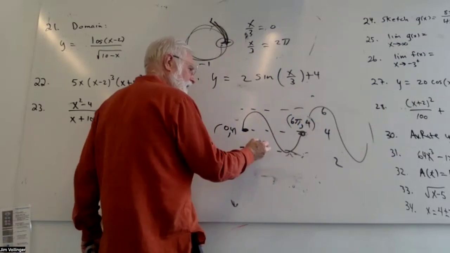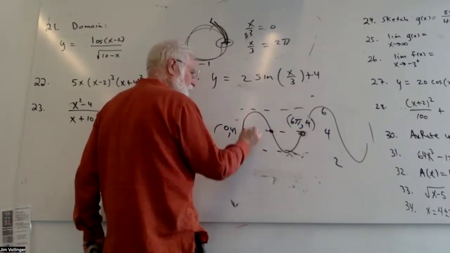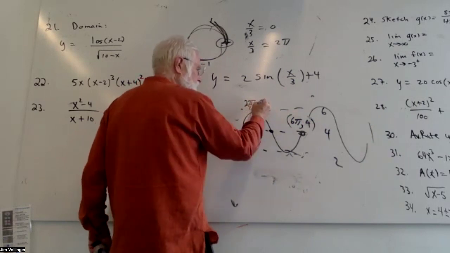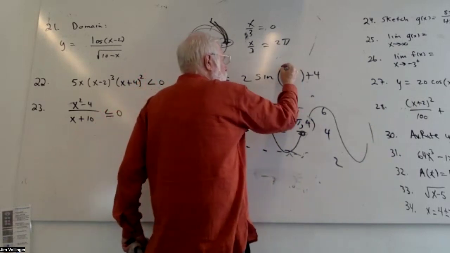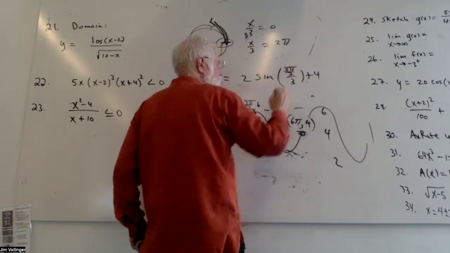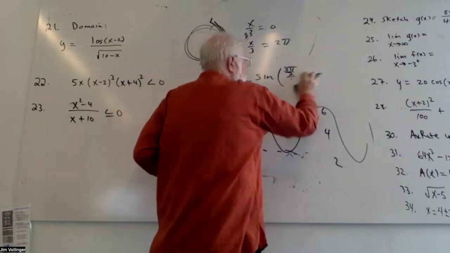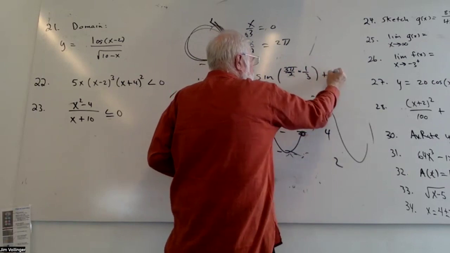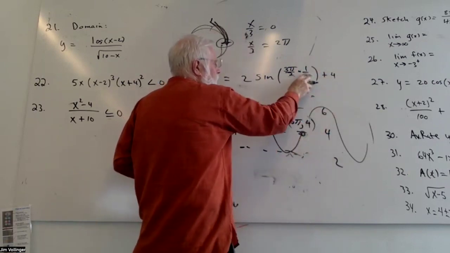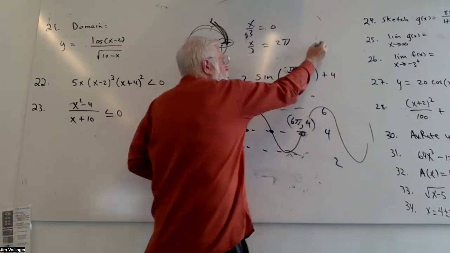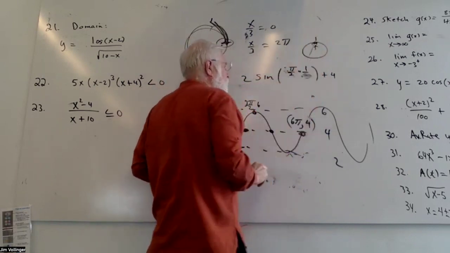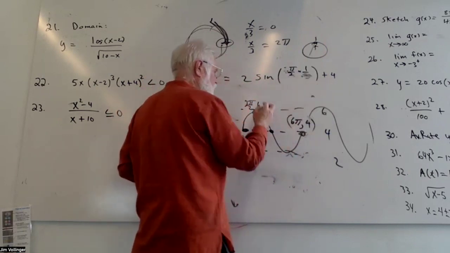If that's 6 pi, then that's 3 pi, that's 3 pi over 2. 3 pi over 2 should get a 6. Let's see how. Dividing by 3 is the same thing as multiplying by a third. So what happens to the 3s? They cancel. You get pi over 2. Where is pi over 2? That's the maximum height of 1. 1 times 2 is 2, plus 4 is 6.